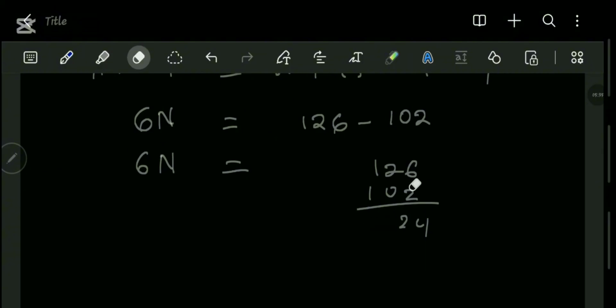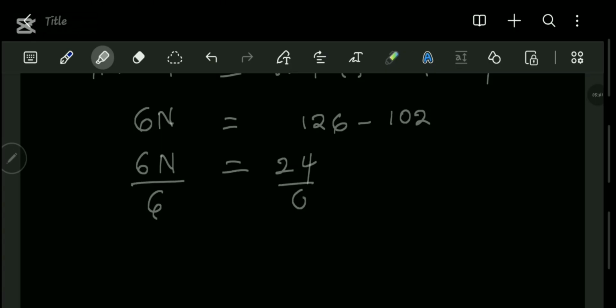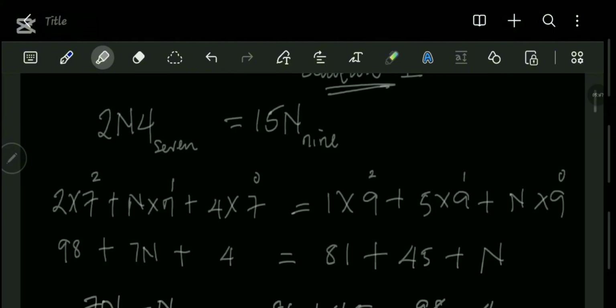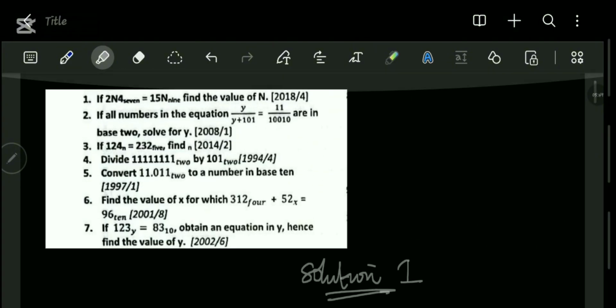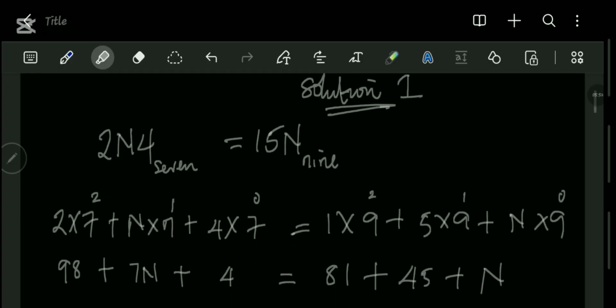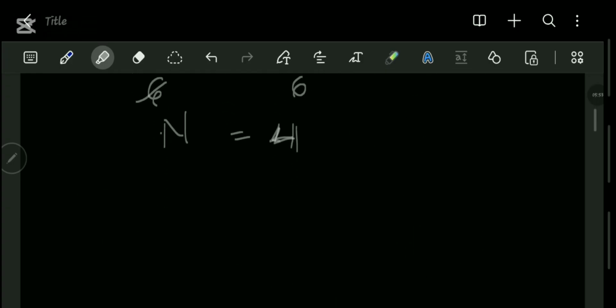So you have 24 at this side, so you have 24. And when you divide both sides by 6, you have that n is equal to 4. That is, the number that is going to be put here in place of n is going to be 4. Alright, so question 2.